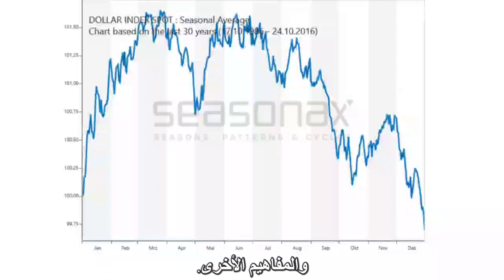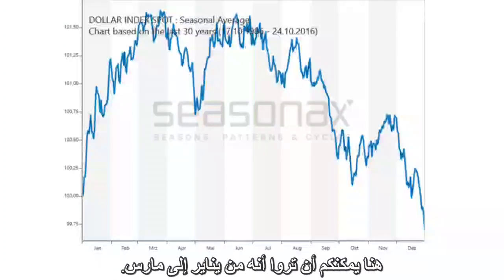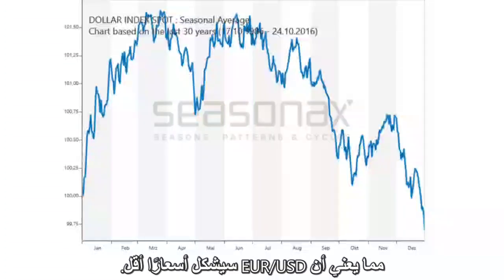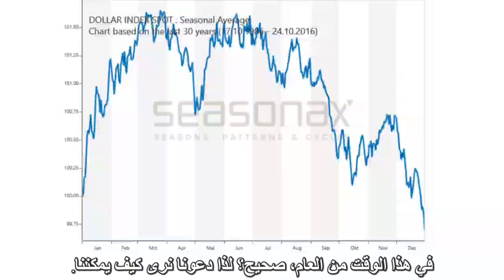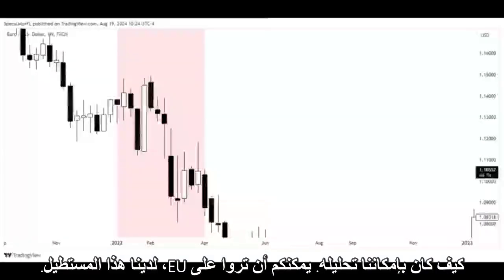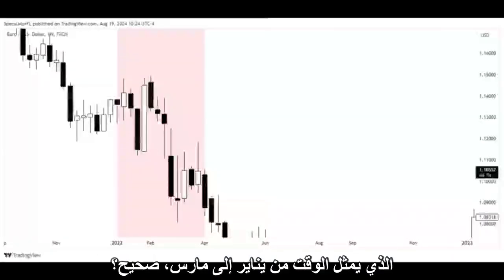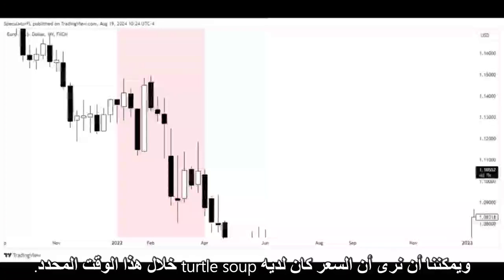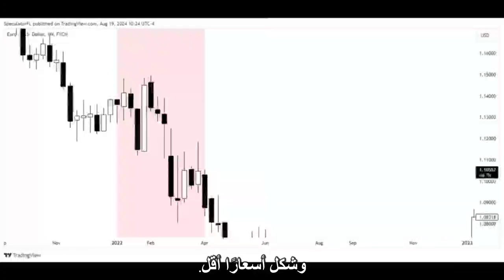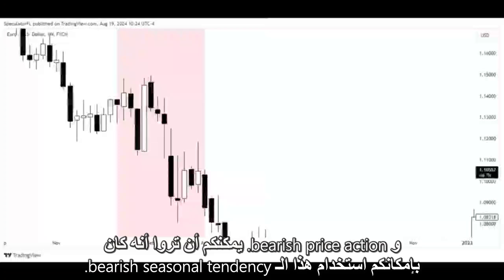And the other concepts. Right here, you can see that from January to March, DXY tends to be bullish, which means that EURUSD is going to form lower prices at this time of the year, right? So let's see how we could analyze it. You can see on EURUSD we've got this rectangle which represents the time from January to March, right? And we can see the price had a turtle soup during this particular time, and then after that price did indeed respect the bearish seasonal tendency and formed lower prices and bearish price action.